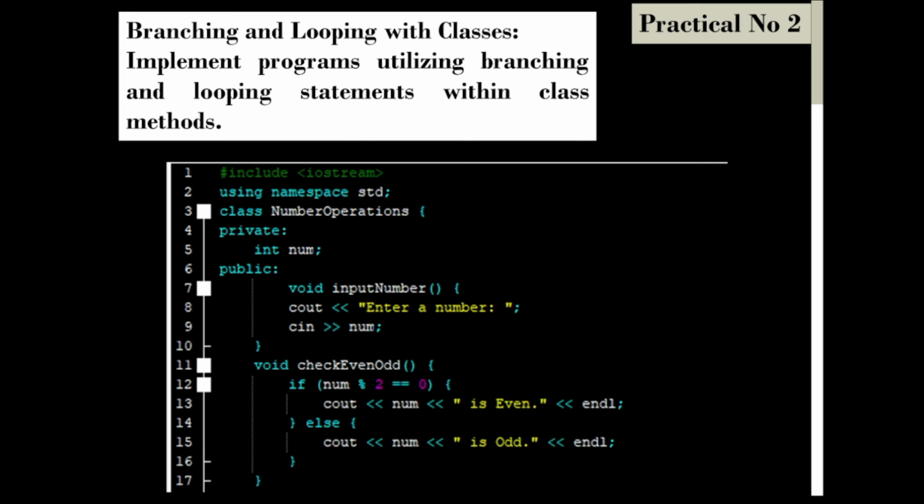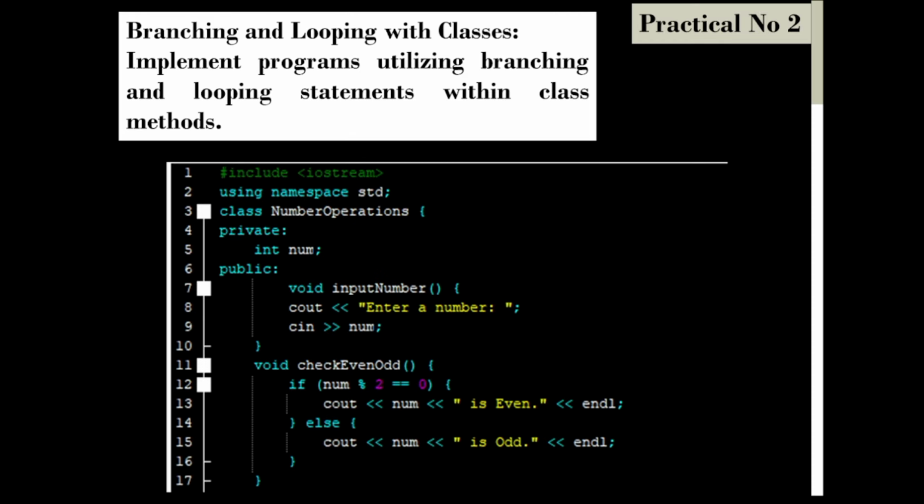Then we have class NumberOperation, curly bracket, where we declare a class called NumberOperation. A class is basically a blueprint which groups the data and functions together. Private colon int num. Private means the variable can only be accessed inside the class. num stores a number entered by the user.